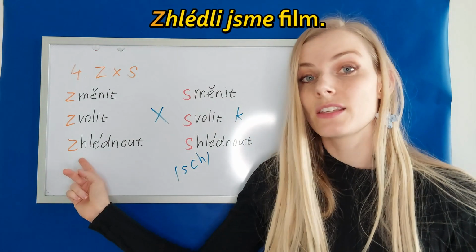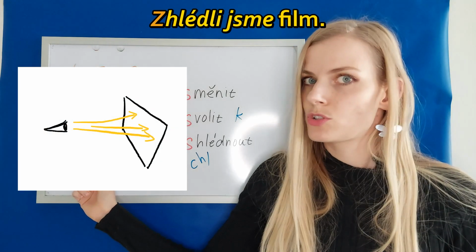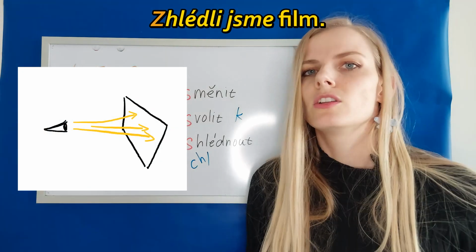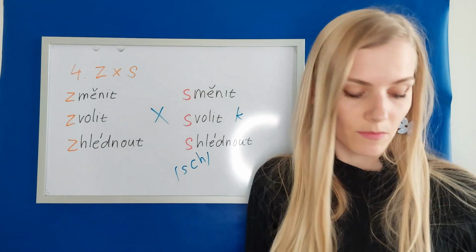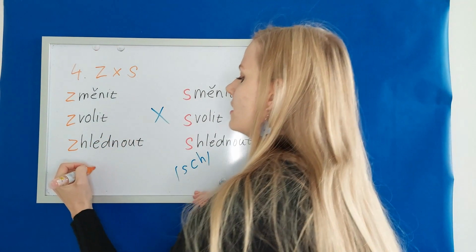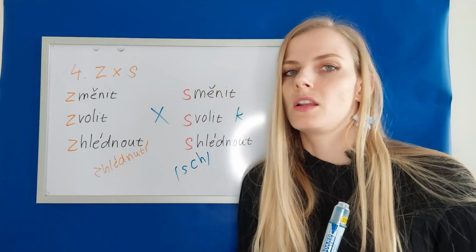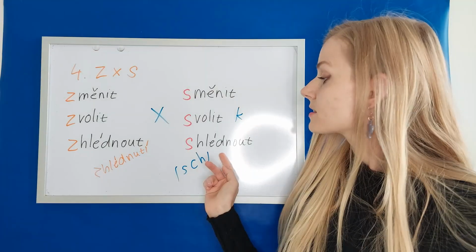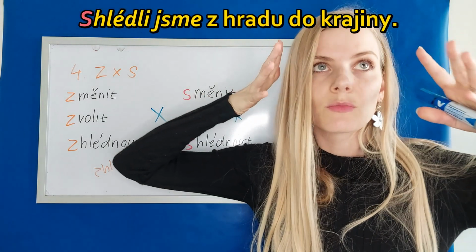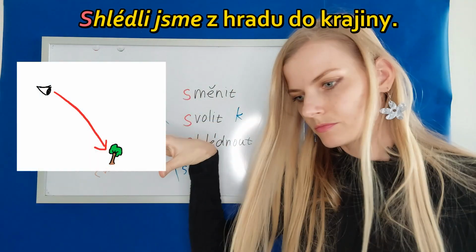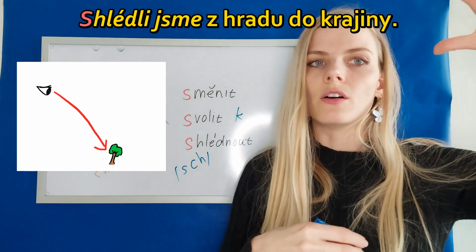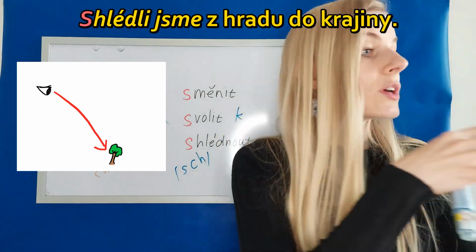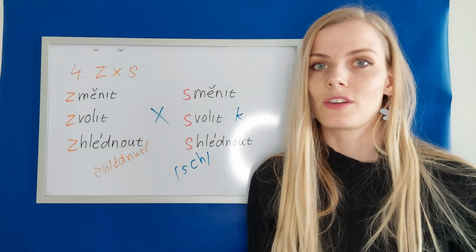Zhlédnout. Zhlédli jsme film. We watched a movie, but that would be a little too formal. If I wanted to say thank you for watching, I could say děkuji za zhlédnutí. A little bit too formally said. Shlédnout. Shlédli jsme z hradu do krajiny. We looked down from the castle to see the landscape. We were on the tower of the castle and we were looking down around in the countryside.